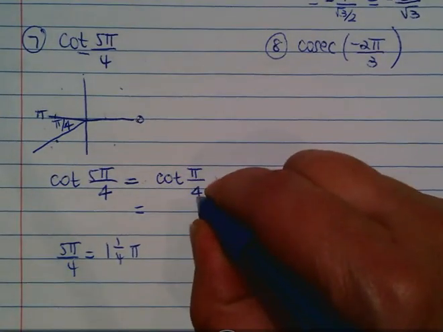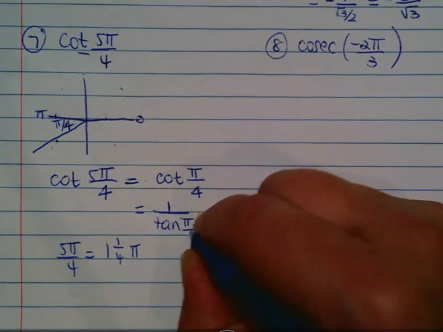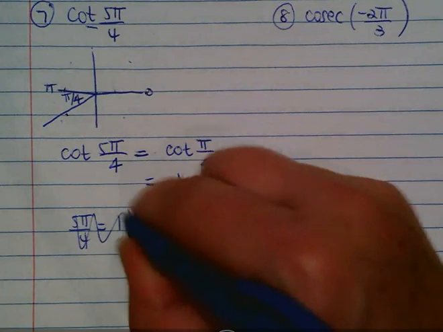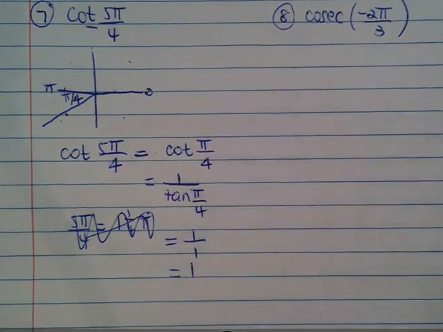So cot of pi on 4. Now that's 1 over tan pi on 4. Now we know that tan of pi on 4 is tan of 45, which is 1. So it's 1 on 1, which is 1.